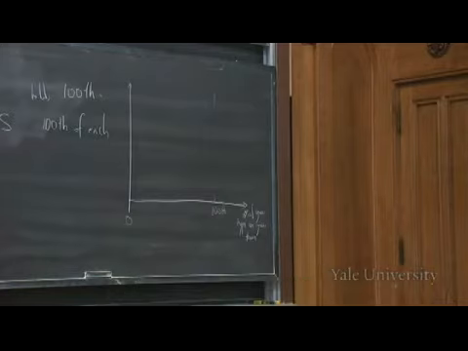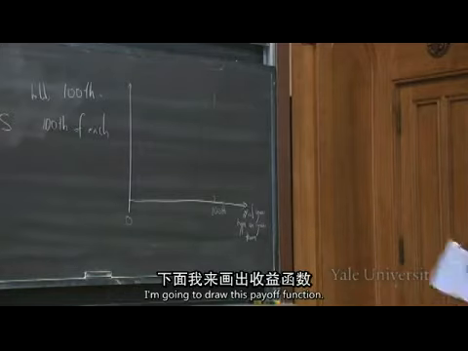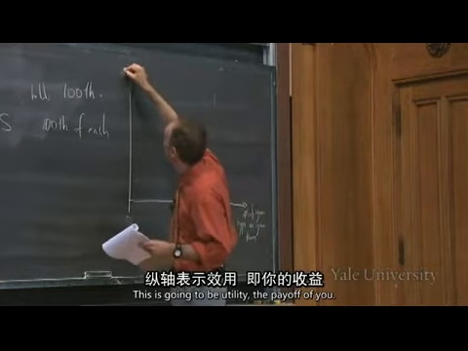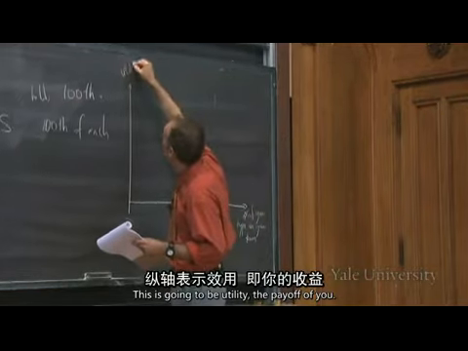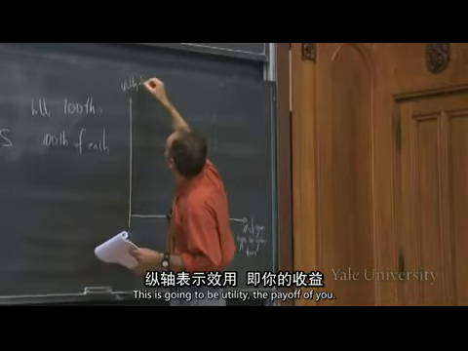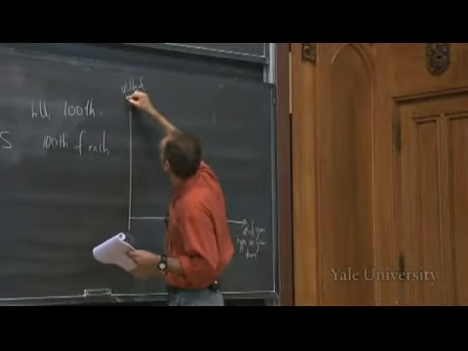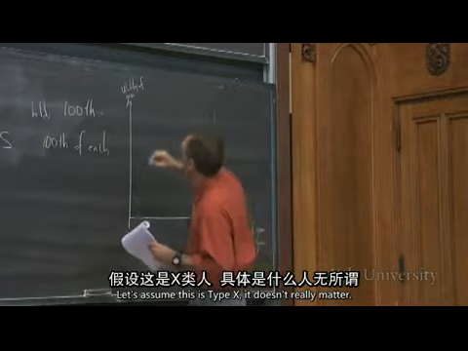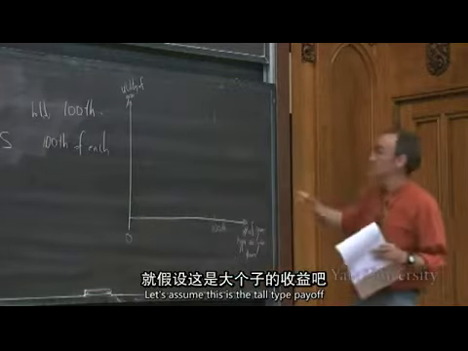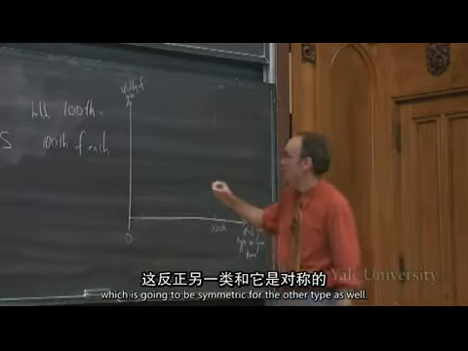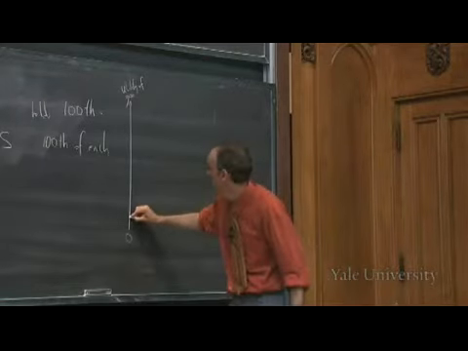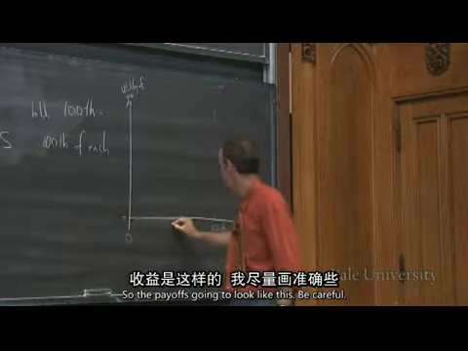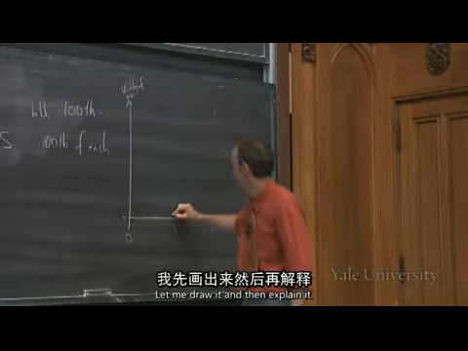Is that right? And I'm going to draw this payoff function. So this is going to be your payoff. This is going to be the utility or payoff of you. All right? Let's assume this is type X. Okay, it doesn't really matter. Let's assume this is the tall type payoff. It's going to be symmetric for the other type as well. All right? So the payoff's going to look like this. A bit careful. Let me draw it and then explain it.